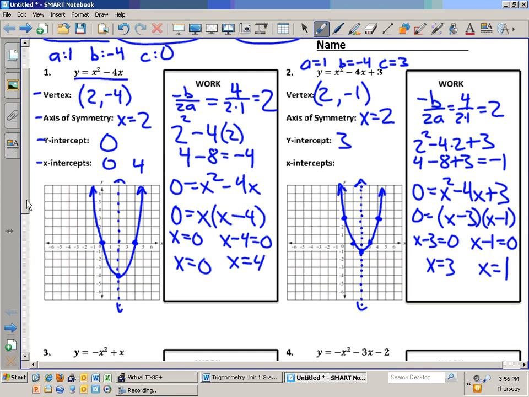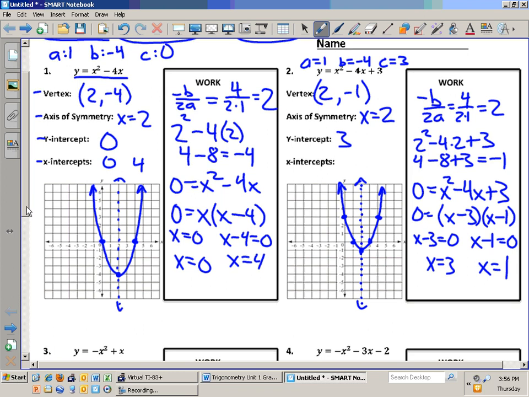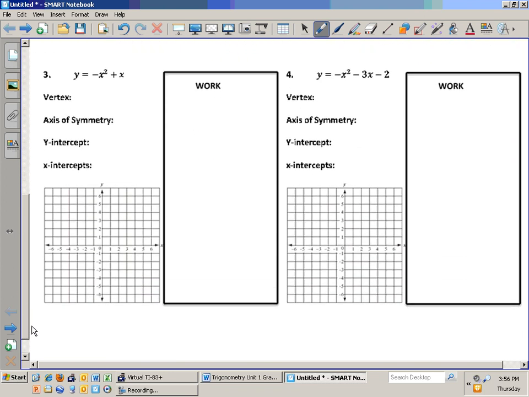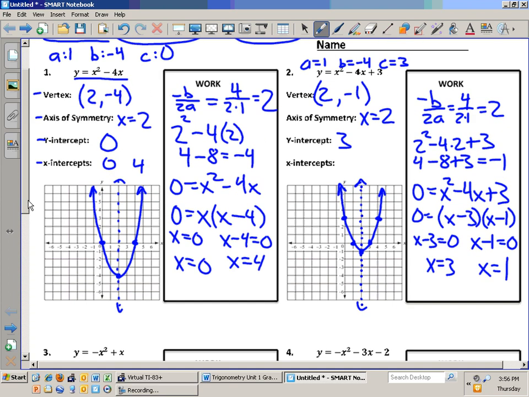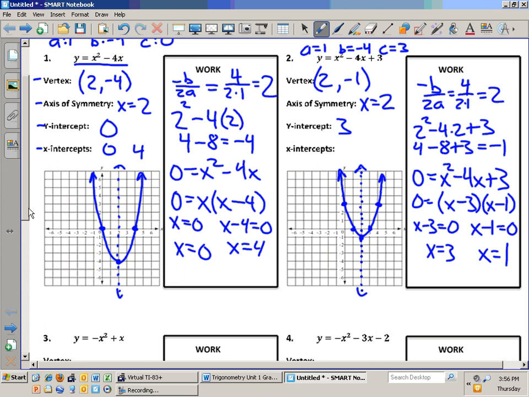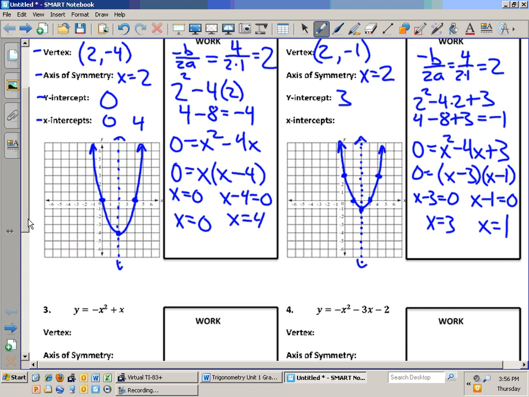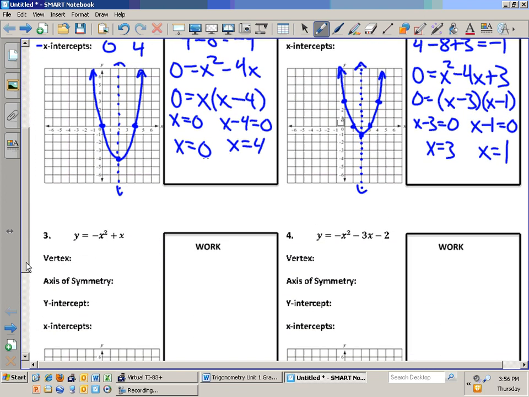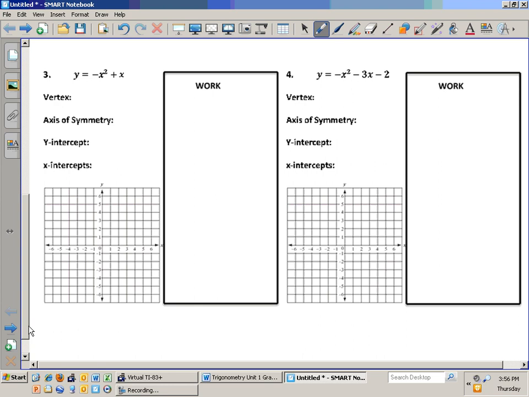So that gives a nice summary of those two. You can see they both go up because the front value is positive. Down here for 3 and 4, you can see both are negative, so they are going to go down. And these work out a little bit differently. But you can see it's nice to have the X-intercepts. It's nice to know where those pass through. They're very important as we move forward. These we all find by factoring, so they make it quicker. They make it nice.